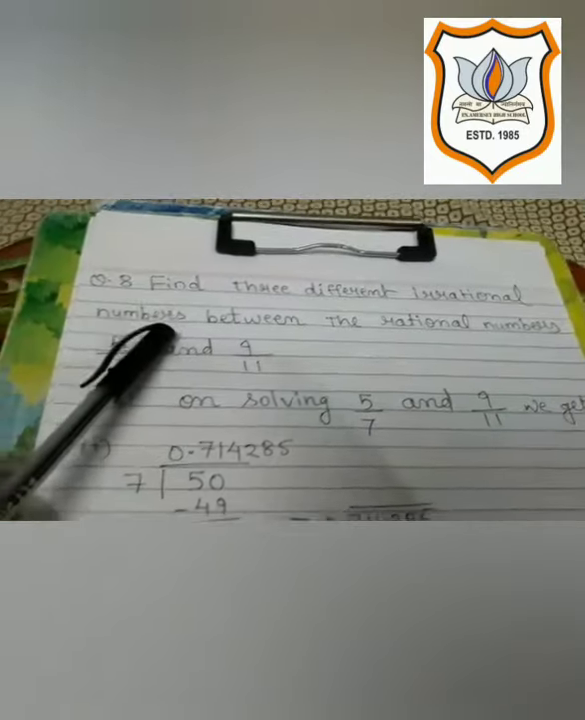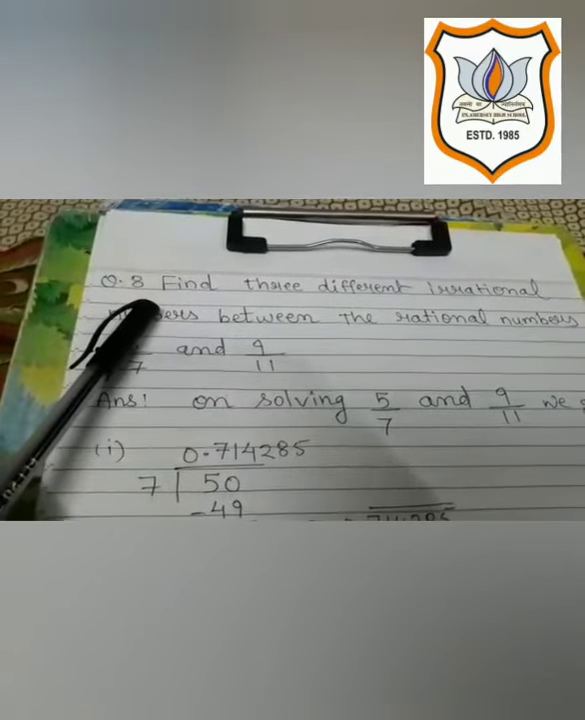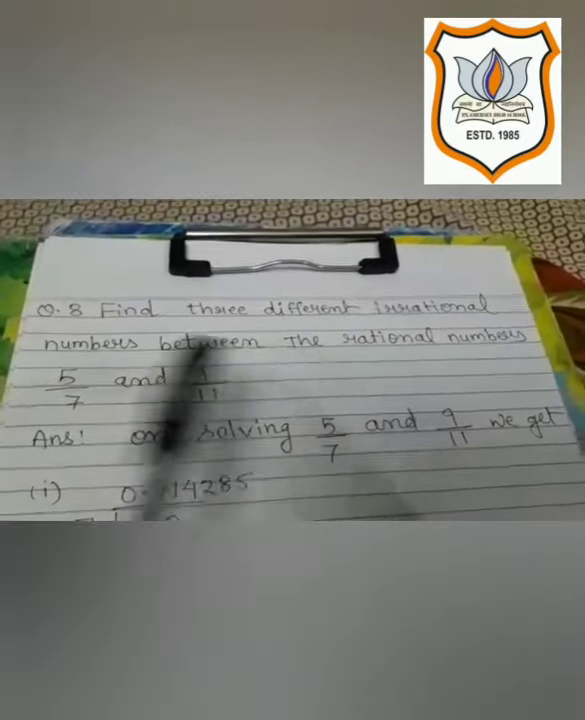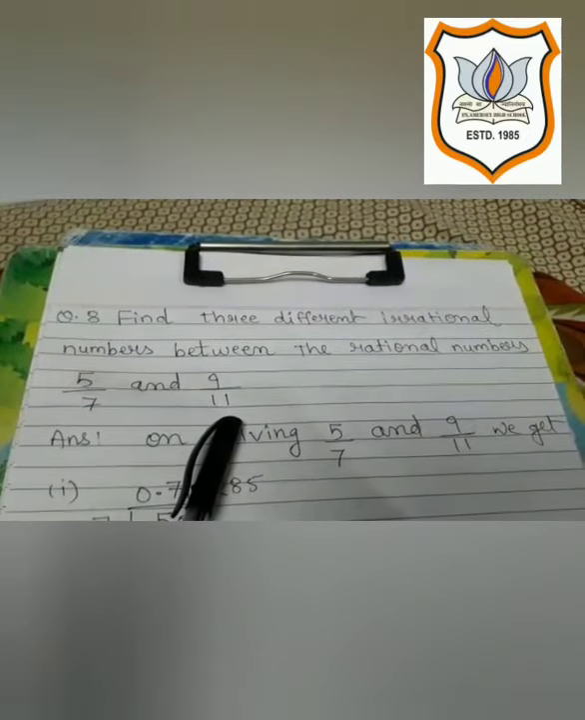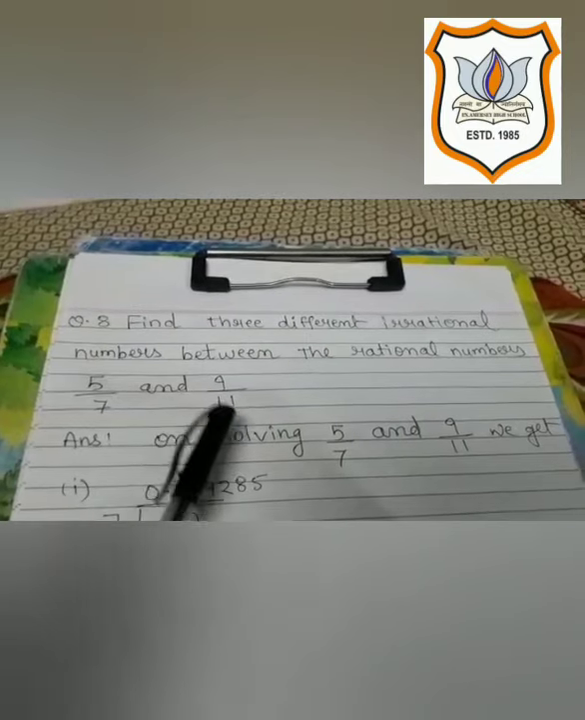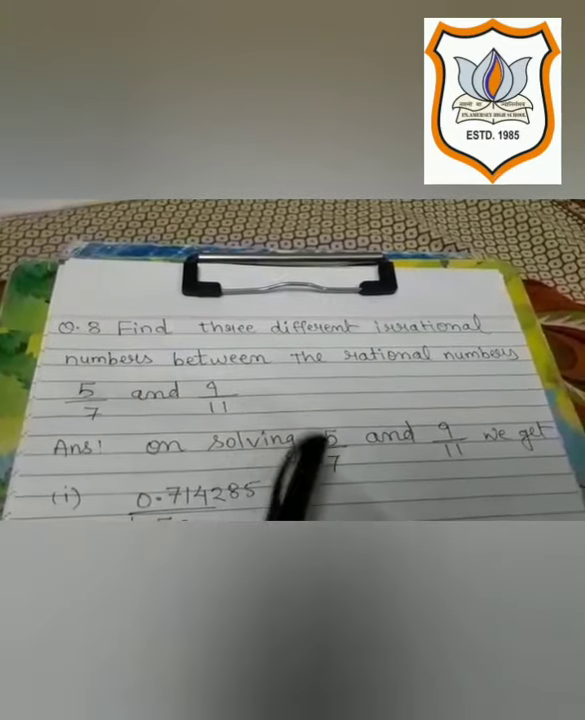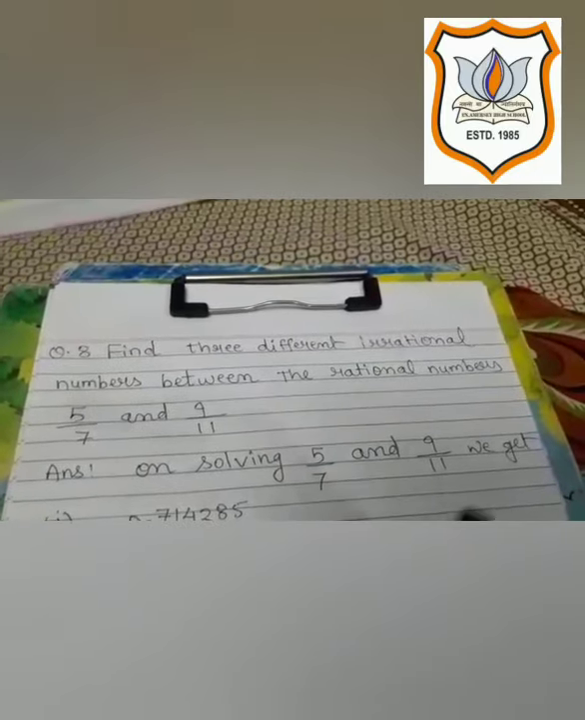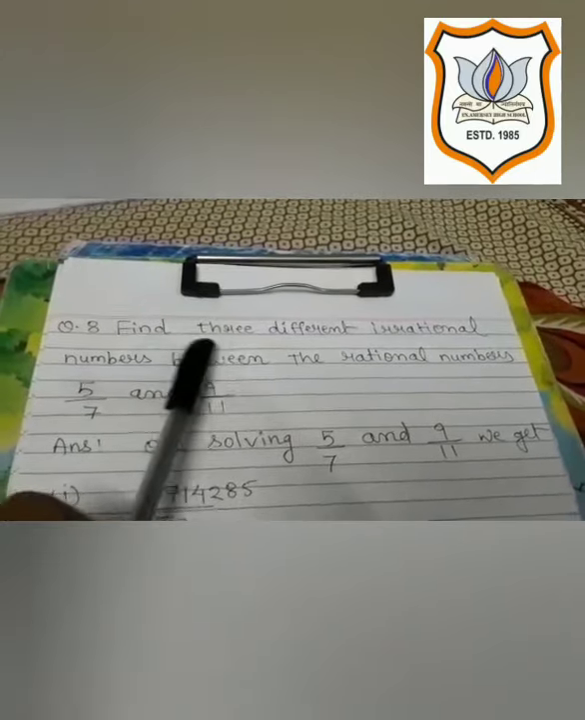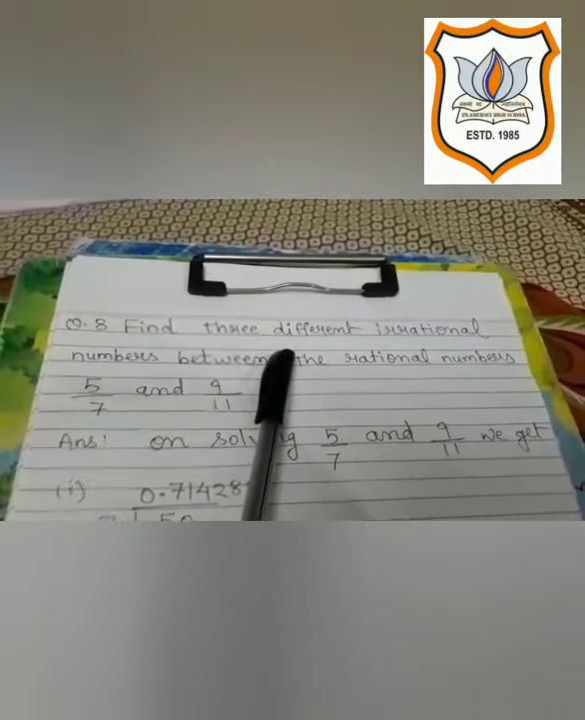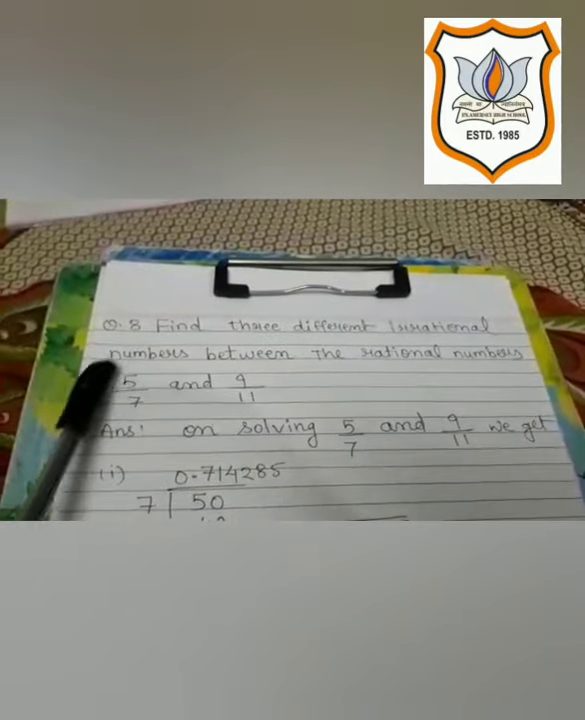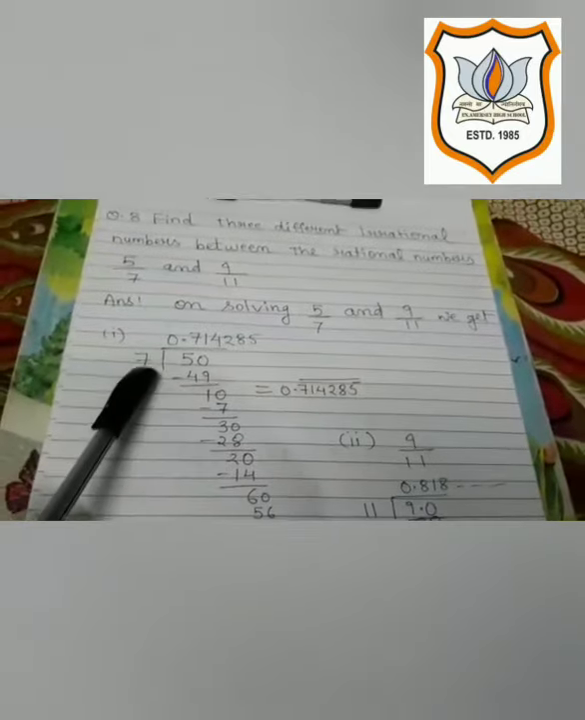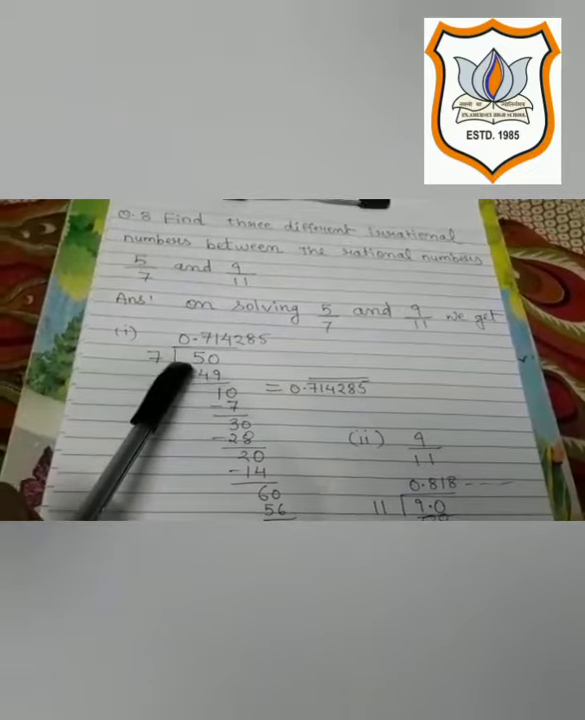Okay, students, question number 8, exercise 1.3. Find 3 different irrational numbers between the rational numbers 5 upon 7 and 9 upon 11. We have already discussed that between any 2 rational numbers, there are infinitely many rational and irrational numbers. And here we have to find only 3 different irrational numbers. But for that we have to solve 5 upon 7 and 9 upon 11.